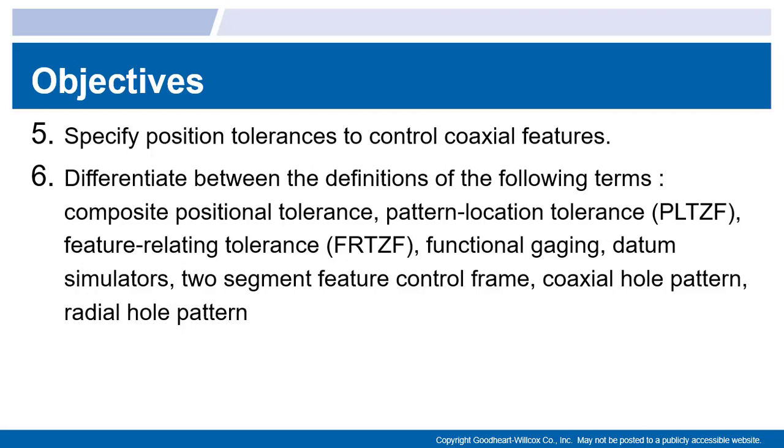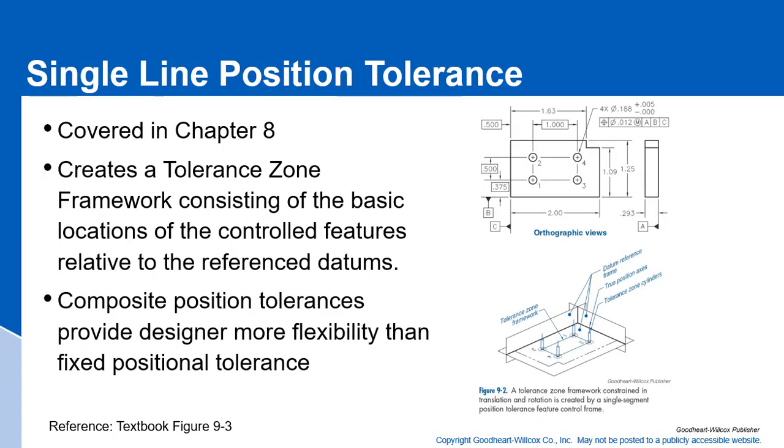Okay, let's start with talking about what our single line position tolerance is. This is what we did in Chapter 8. We had a single line or a single segment for a positional tolerance here. Now this creates a tolerance zone framework. You'll see this acronym in the future here, TZF, tolerance zone framework, consisting of the basic locations of the controlled features relative to the reference datums.